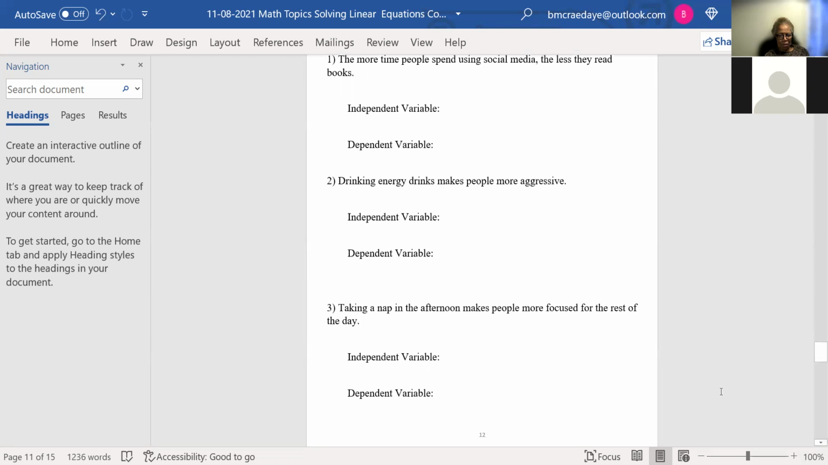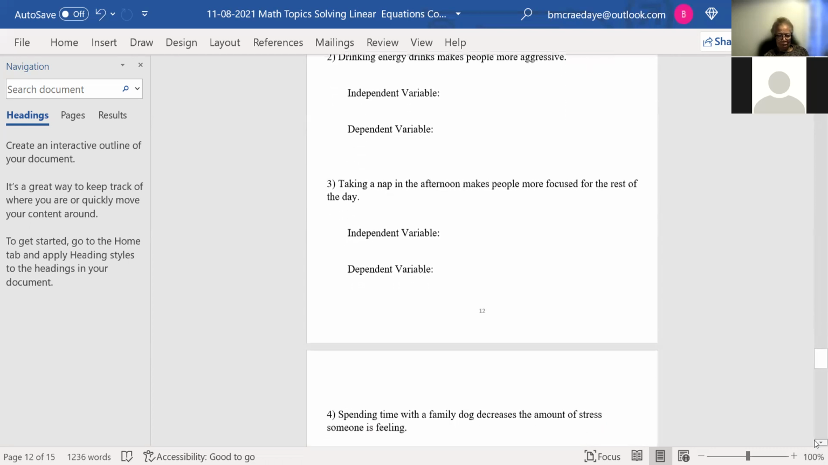Taking a nap in the afternoon makes people more focused for the rest of the day. Which one is dependent? Which one is independent? I would say taking the nap is more dependent than focus. Okay. Taking a nap in the afternoon makes people more focused for the rest of the day. I would say that is independent. What is independent? Taking a nap. Right, that's independent. The focusing is dependent upon them taking a nap. Very good, Maureen. 3 out of 3.